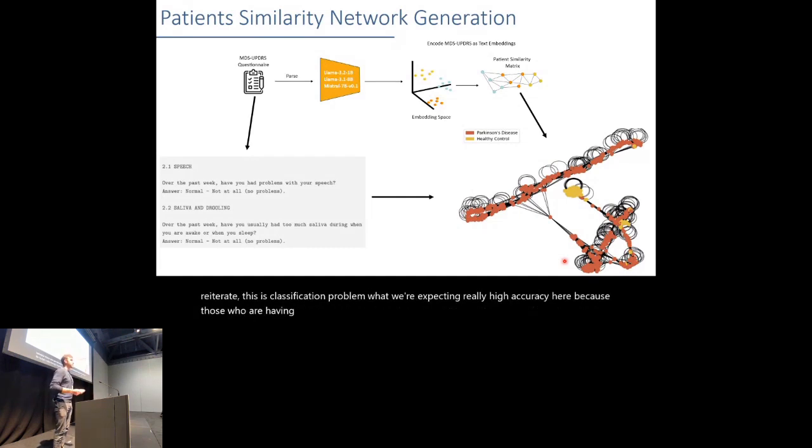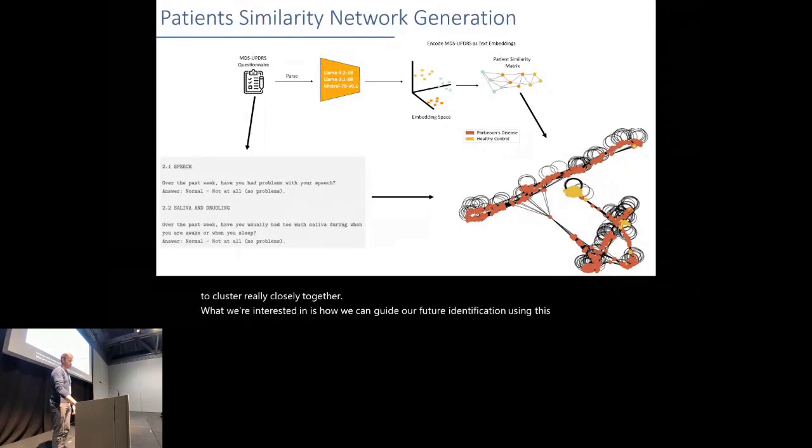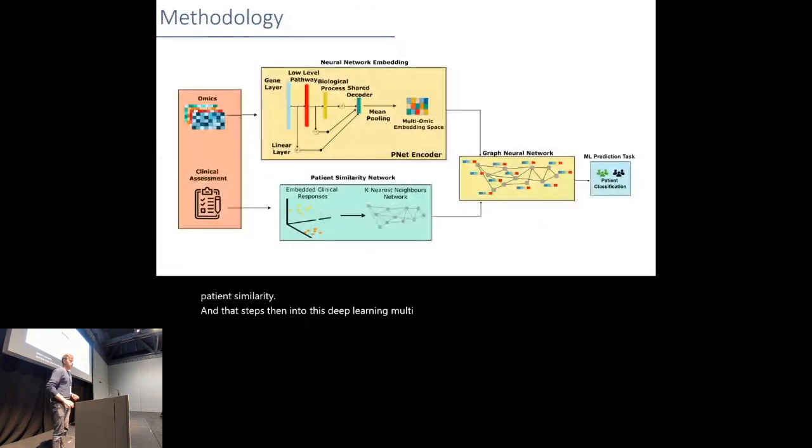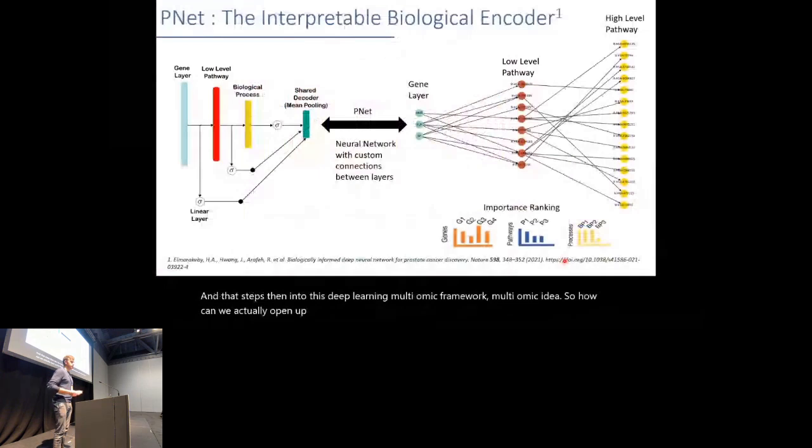What we're interested in is how we can guide our feature identification using this network for patient similarity. And that steps then into this deep learning multi-omic framework, or multi-omic idea. So how can we actually open up the black box of a deep learning model? And there's this PNET paper that came out a few years ago.